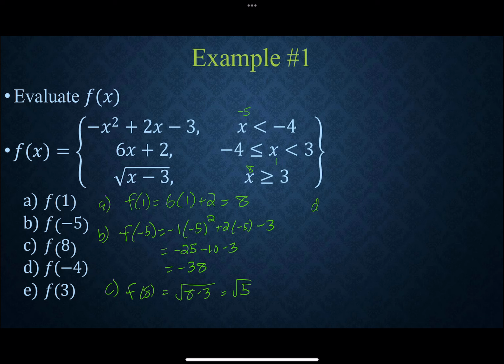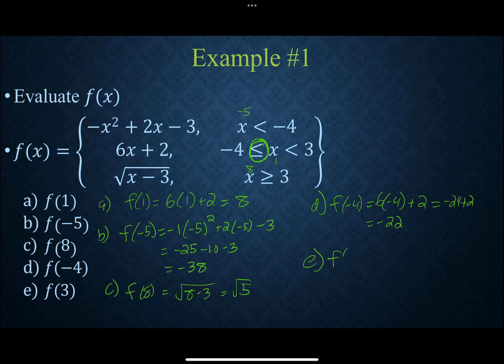So what you've got to watch out for, obviously, is where we have the points of transition. So for D, f of negative 4, we've got to pay attention to where the negative 4 will go, because there are 2 negative 4s in the problem. The top one for the quadratic, the middle one for the linear. It's all about where is that equal to. And the equal to is part of the linear, so we're going to do 6 times negative 4, and then plus our 2. So that's going to give us negative 24 plus 2, which is negative 22.